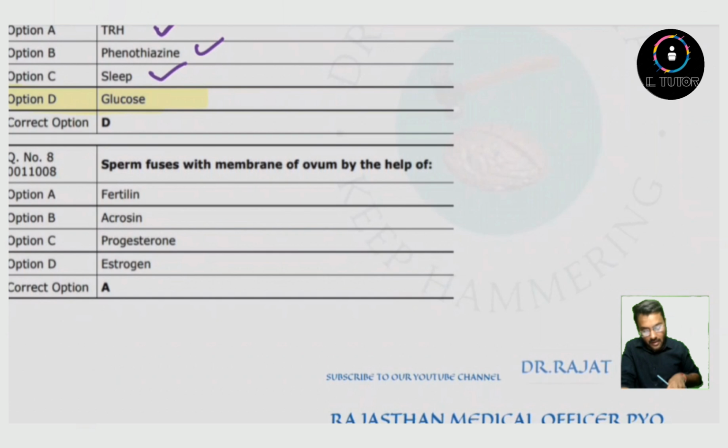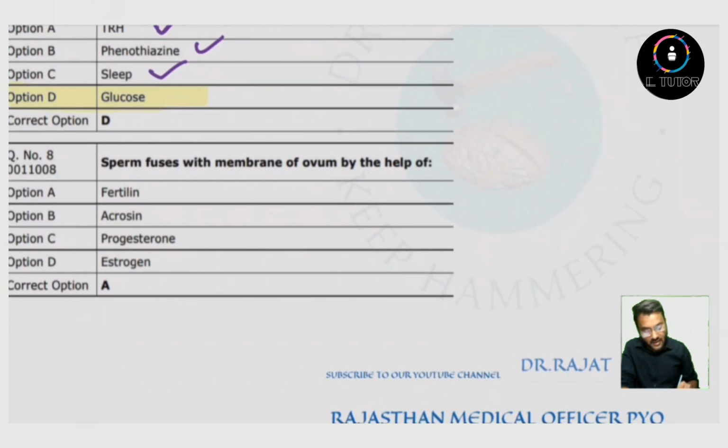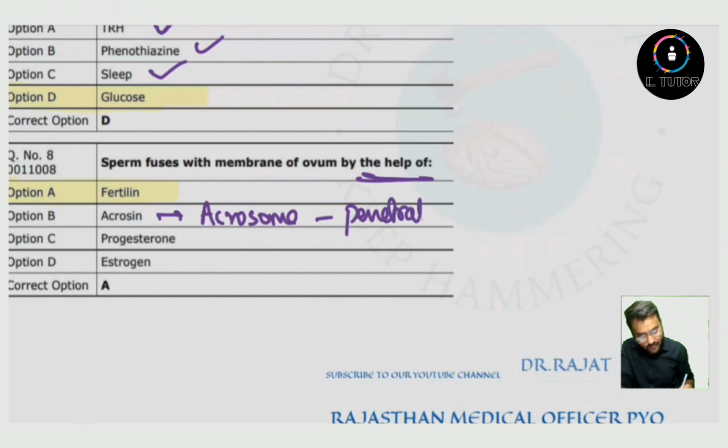Sperm fuses with the membrane of the ovum by the help of. There are 4 types of proteins or factors which are important for the sperm. For the fusion of the sperm with the membrane of the ovum, fertilin is important. So the answer is option A. Acrosin, which is present on the acrosome, helps in the penetration of sperm into the ovum.